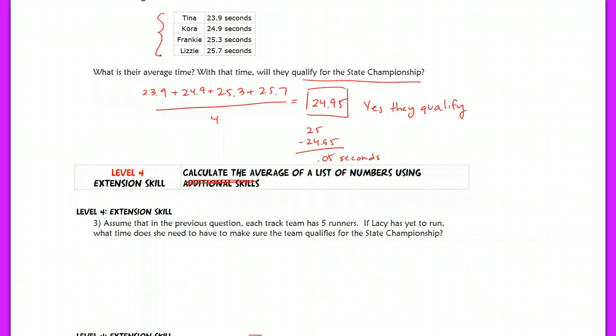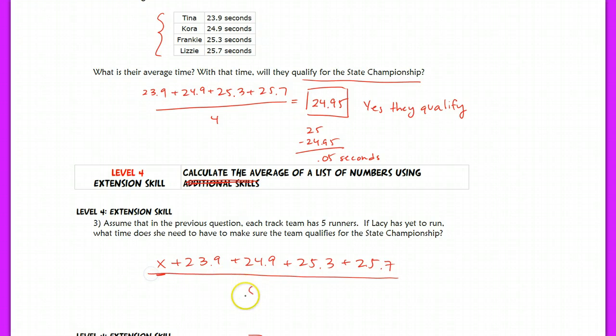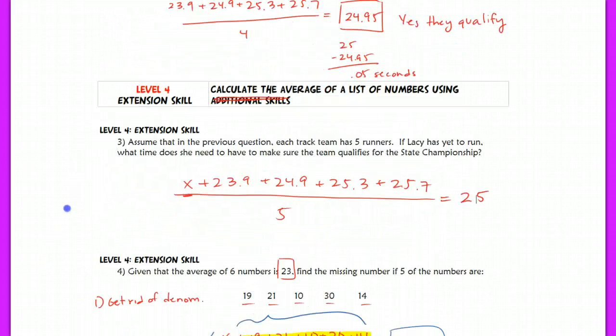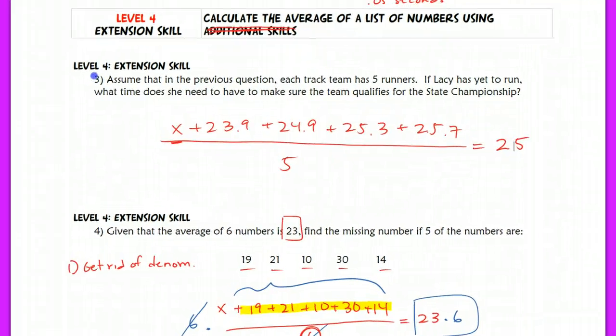Well, what we're going to do is take everybody, including Lacey's time. So X is going to represent Lacey's time. So we're going to add everybody's time together, and we're going to divide by the number of times total, which is going to be 5. So we take that number, we divide by 5, and we set that equal to what our average needs to be, which is 25. Okay? It was the 25 seconds that they needed to qualify.